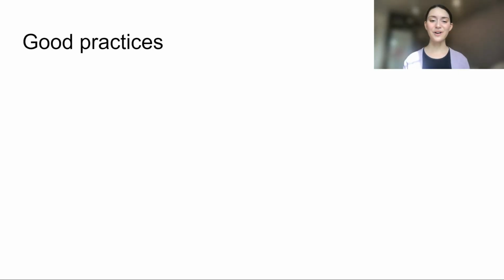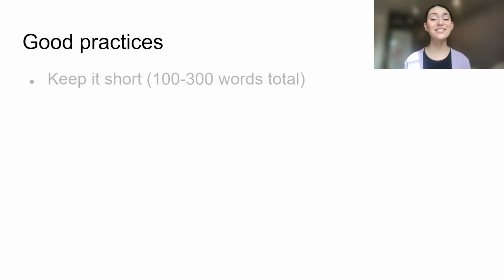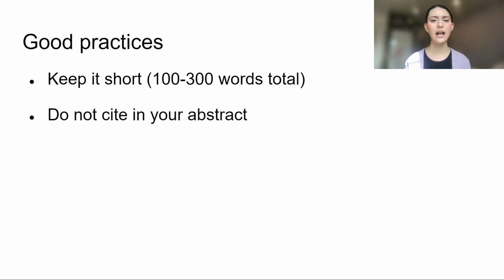When writing an abstract, there are a few good practices you want to partake in to make sure it is as clear and informative as possible. The first good practice is to keep it short. Your abstract should be between 100 and 300 words. Additionally, do not cite in your abstract.